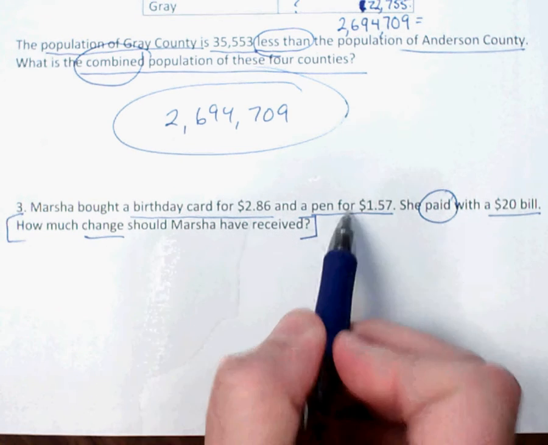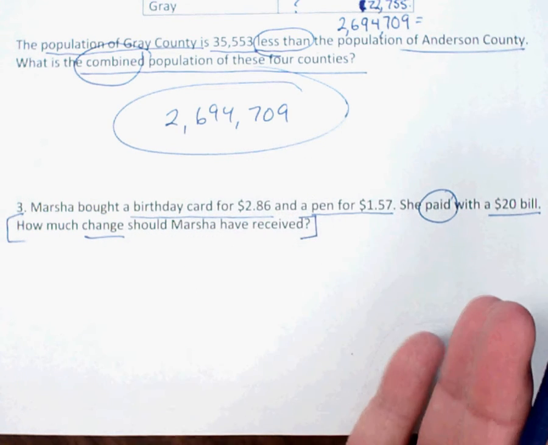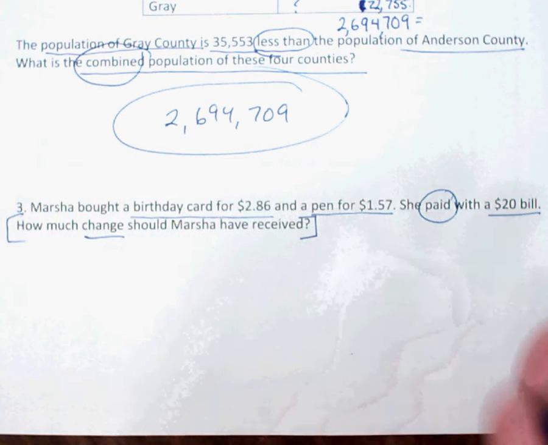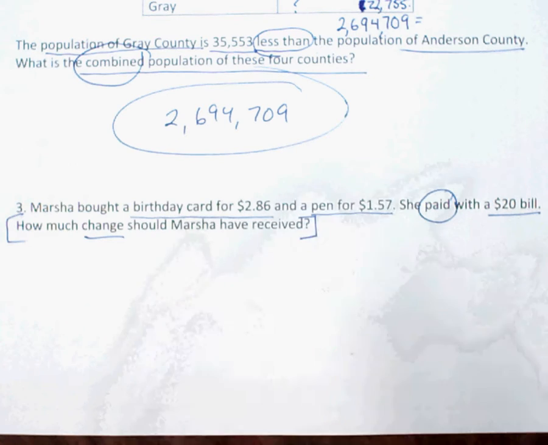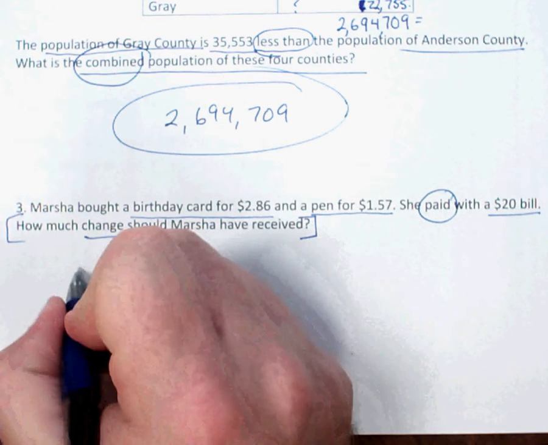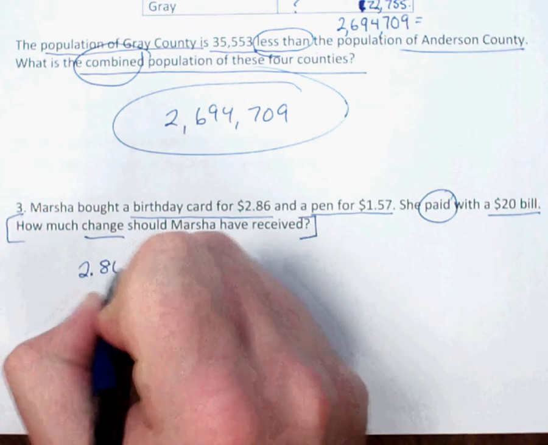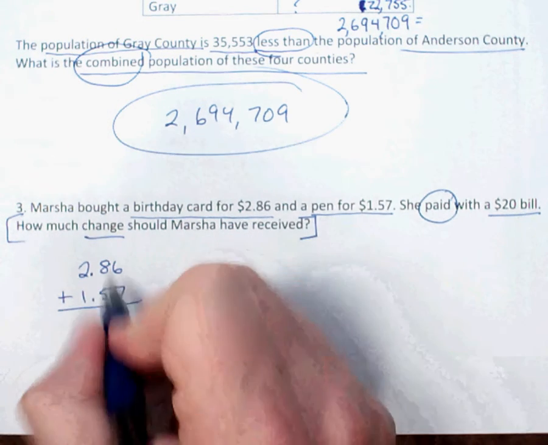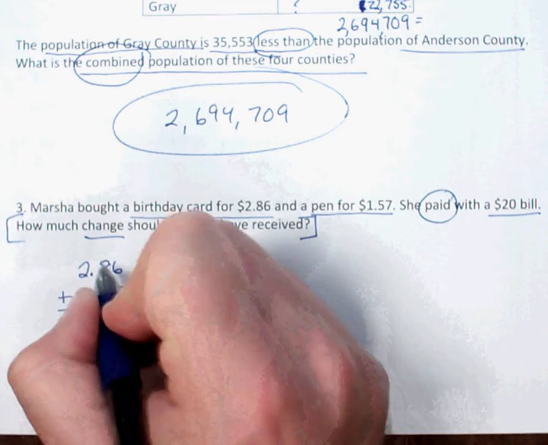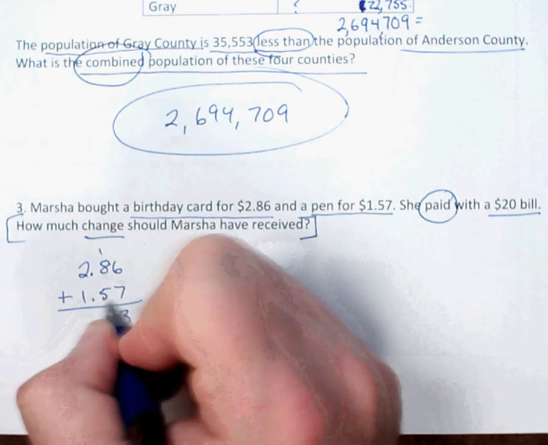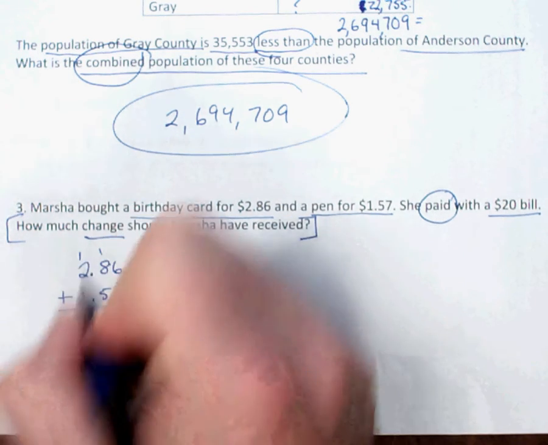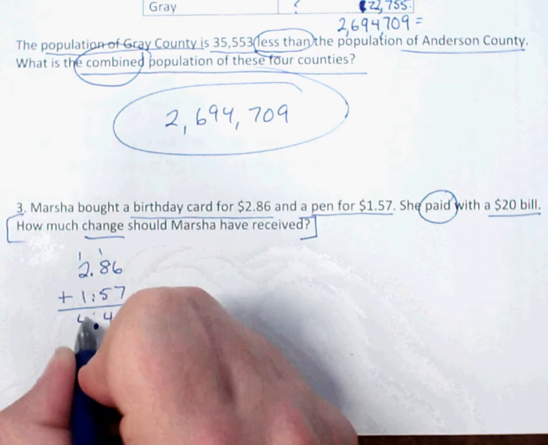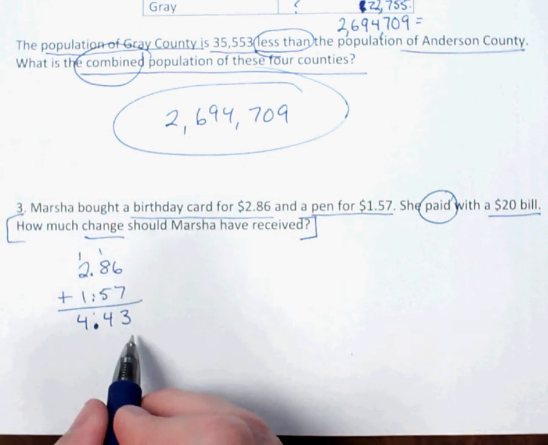So I'm given these 2 amounts. It doesn't tell me anything about tax. So if the problem doesn't state anything about tax, I don't need to calculate it because it's not giving me that information. So I'm just going to set it up $2.86 plus $1.57. 6 plus 7 is 13, carry my 1. 1 plus 8 is 9, plus 5 is 14, carry my 1. Make sure my decimals lined up. 1 plus 2 plus 1 is 4. So this is how much she spent total.